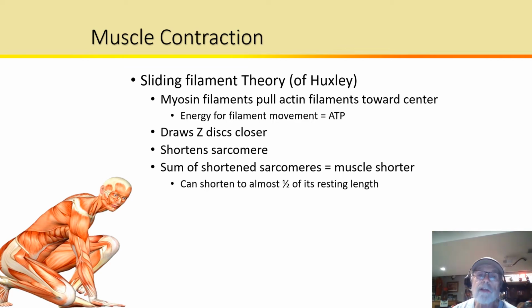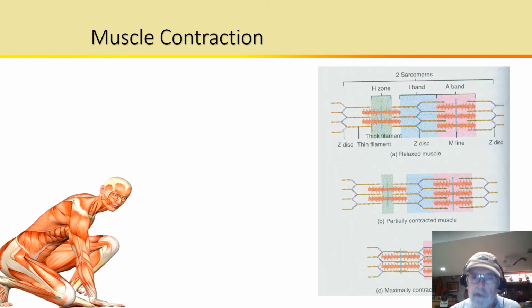And muscle can actually shorten, depending upon the number of sarcomeres that are stimulated, almost up to about half of its resting length. So it could shorten quite profoundly. And this is what we call the sliding filament theory of Huxley. Let me just try to show you a little picture of what we're talking about.